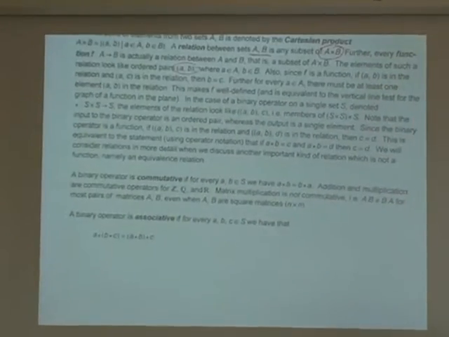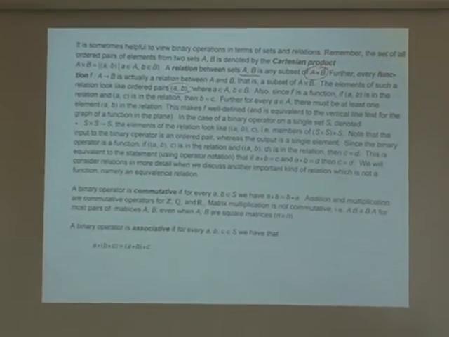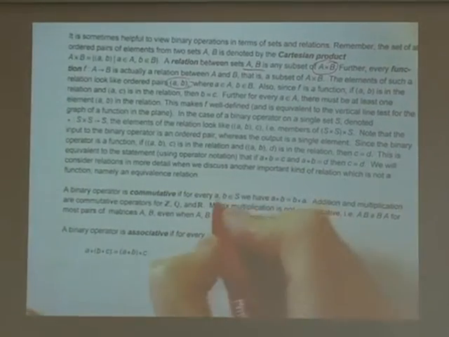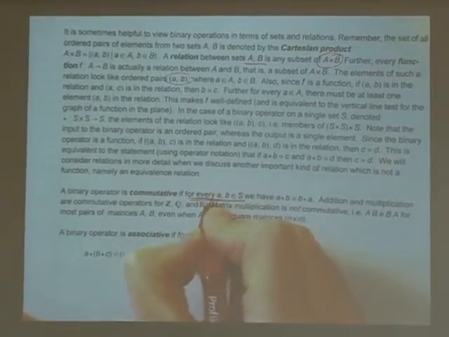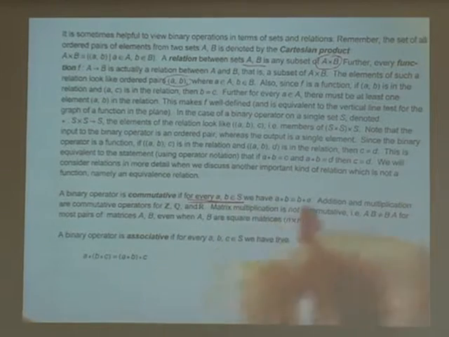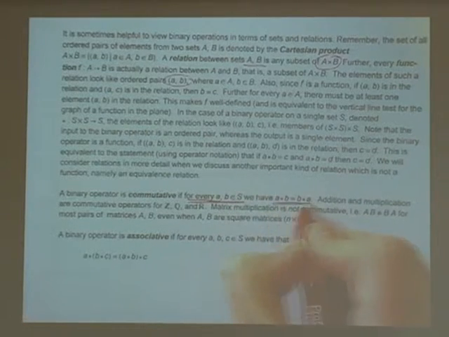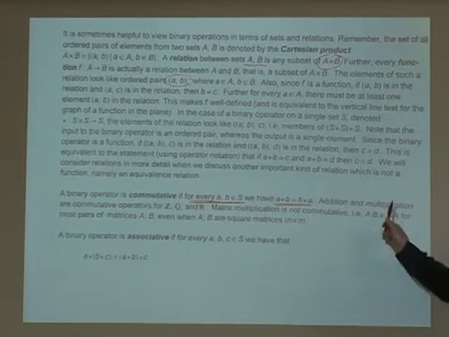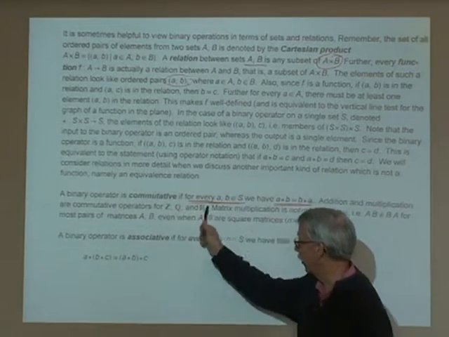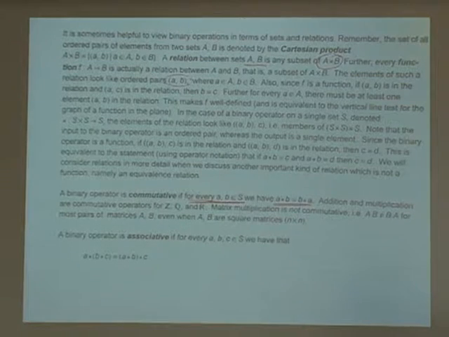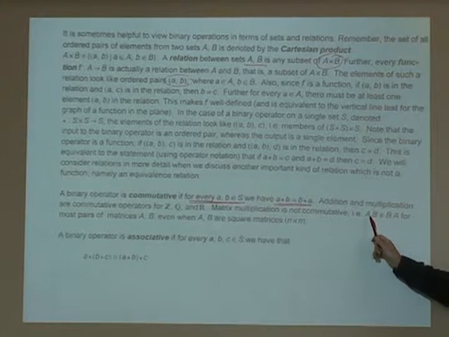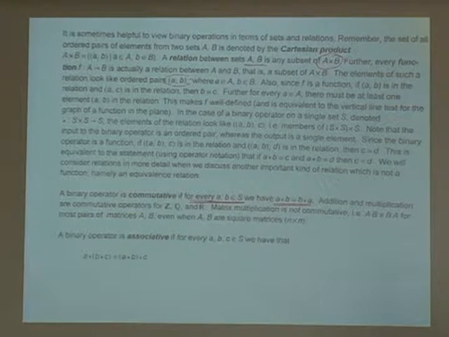Okay, some properties. A binary operator defined in such a way is commutative if, for every pair of elements I choose in the domain, A, B, A star B gives me the same thing as B star A. Addition and multiplication are commutative in the integers, the rationals, the reals, and in complex numbers. Matrix multiplication is not commutative. In general, AB doesn't give me the same answer as BA, even when the matrices are square.